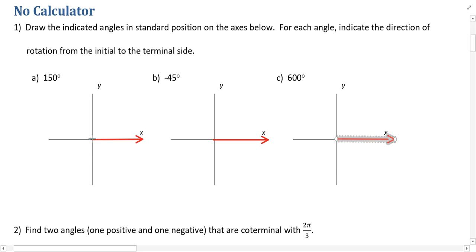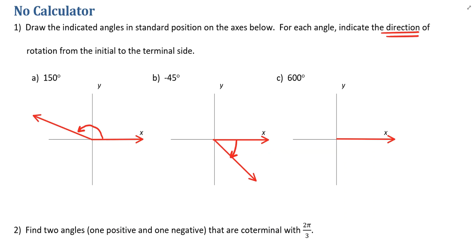So the 150-degree mark is about 30 degrees away from horizontal over here, and we located this position by rotating in this direction. That's what we are indicating here when we say indicate the direction. For part B, this is a negative 45-degree rotation, so instead of drawing the angle up here where 45 degrees normally sits, we must draw it down here below and indicate that the angle measure was found by rotating in this direction.